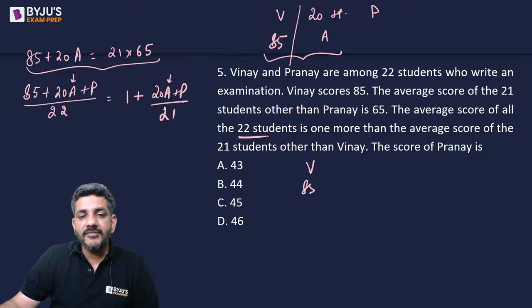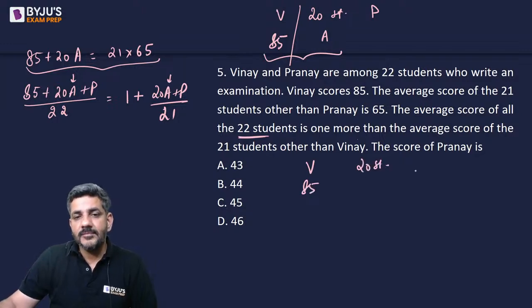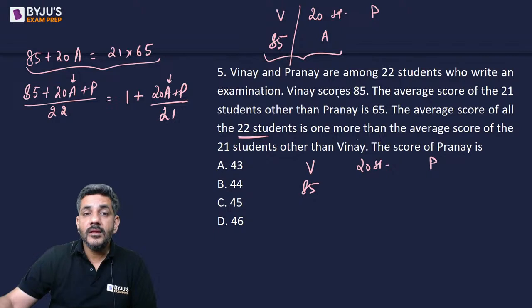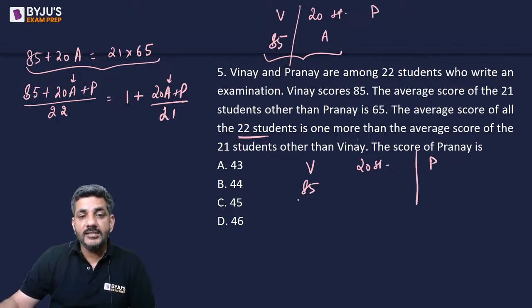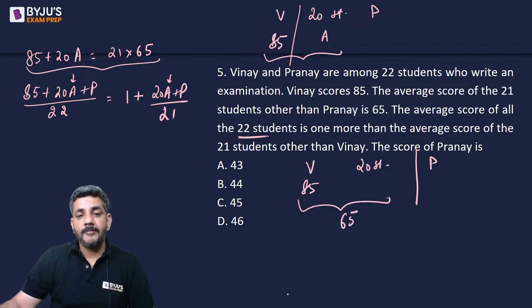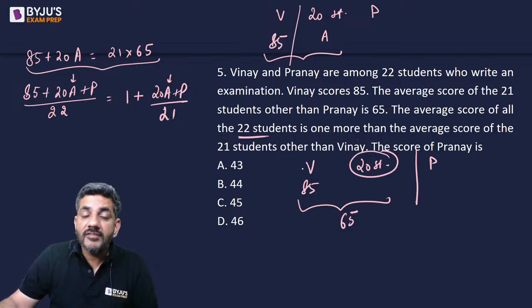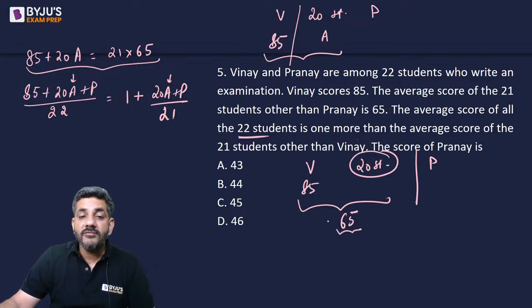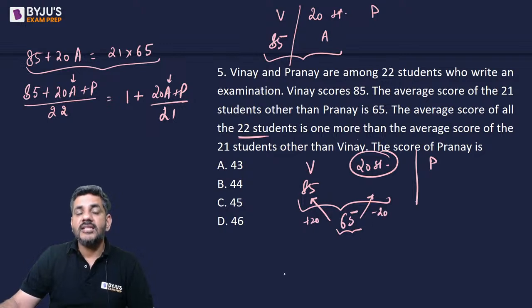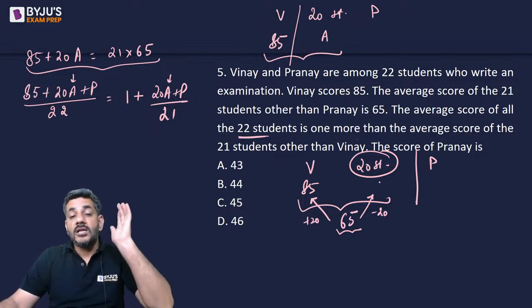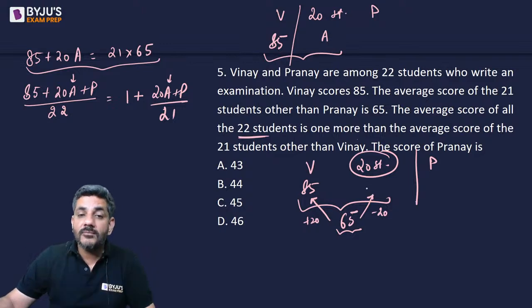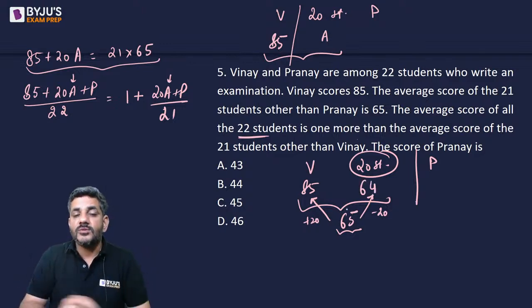Score of Vinay is 85. Then there are 20 students. Then there is Pranay. The first thing is the average score of 21 students other than Pranay is 65. वो कह रहा है इन सब का average 65 है. So in a way, can I say when these 20 students add Vinay in them, the average becomes 65. Score of Vinay is 20 more than the average. So score of these people should be 20 less than that. और 20 बच्चों का टोटल अगर 20 कम है तो पर स्टूडेंट 1 कम होगा. That means the average score of these 20 students is 64.